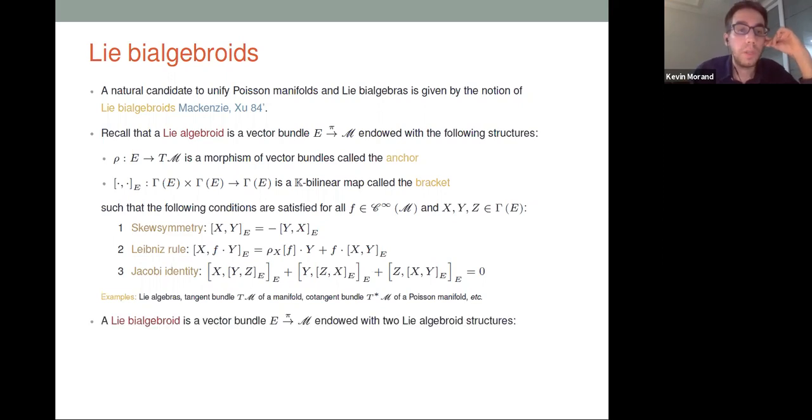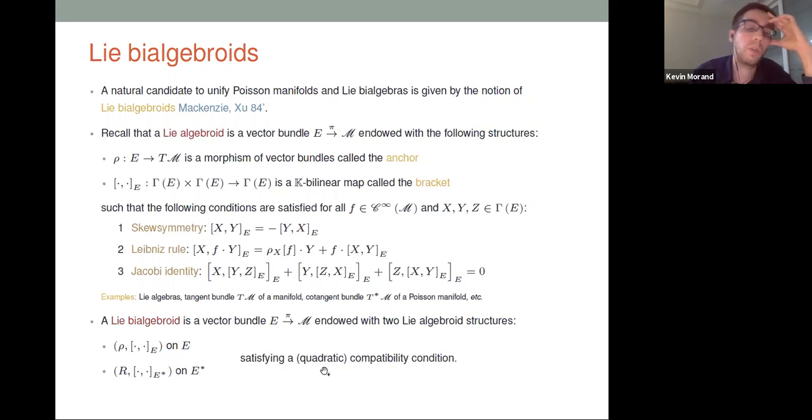Now, let me define what a Lie bialgebroid is. As the name suggests, we need somehow to double this Lie algebroid structure. Indeed, a Lie bialgebroid is given by a vector bundle E over M, which is endowed with two Lie algebroid structures, one on E itself and one on the dual, E star. So we have these two distinct Lie algebroid structures, which are made compatible in some natural way. We have this kind of quadratic compatibility condition between the two.